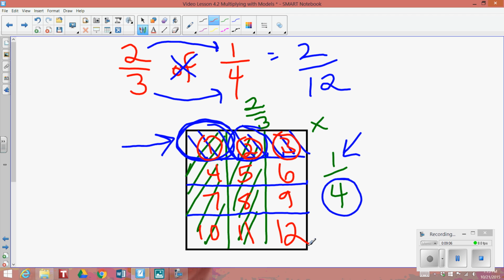So if the model is a bit confusing to you still, you can continue to practice the model, but also know that when we're taking a fraction of a fraction, you can use multiplication, multiply the numerators across, and multiply the denominators across, and you'll get the same answer. But the model is just a way to prove to you what we mean when we say we're taking a fraction of a fraction.